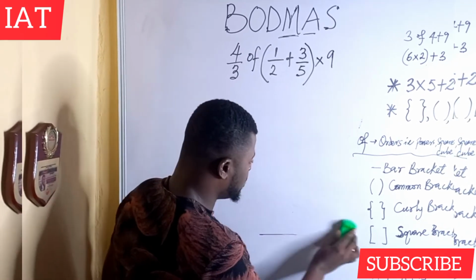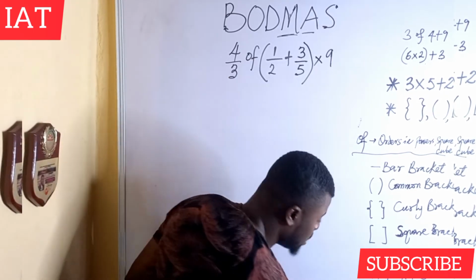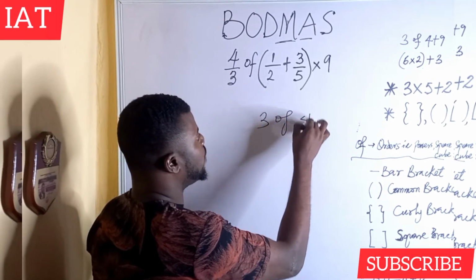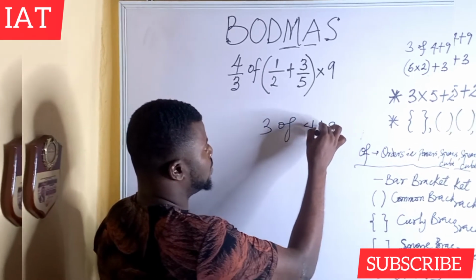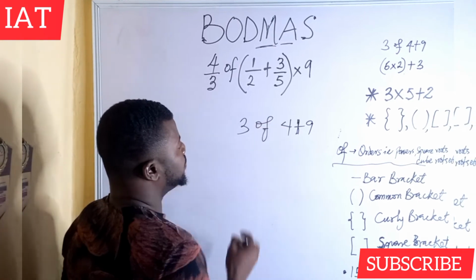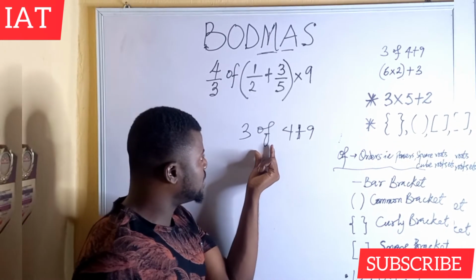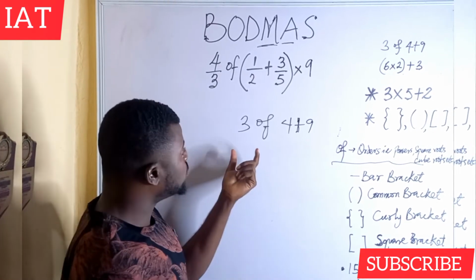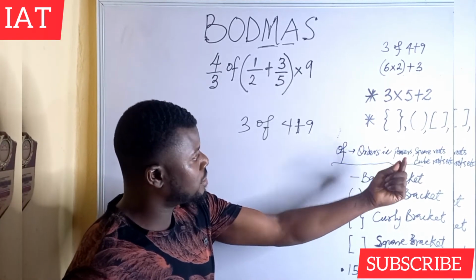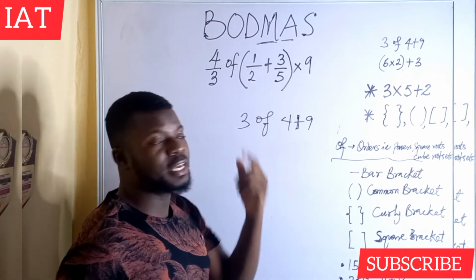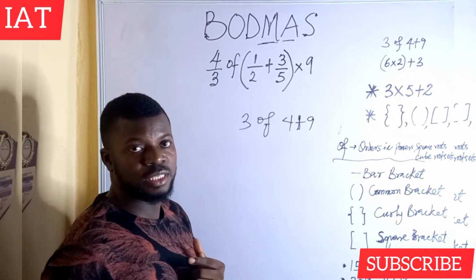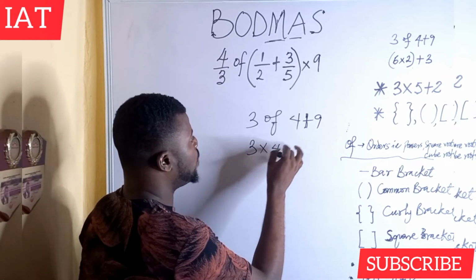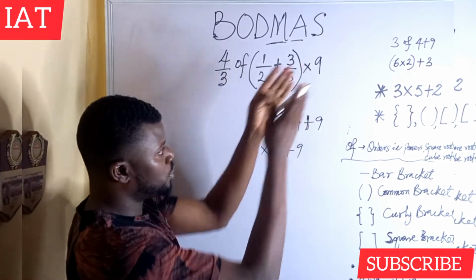I love starting with this basis also, because when we want to solve this, it becomes simpler. So, we're having 3 of 4 plus 9. I've told you earlier that this "of" represents multiplication. It also stands for when we have powers, square root, cube root, as the case may be. In this case, we can treat it as multiplication. That means we are apparently saying 3 multiplied by 4 plus 9, just like what we just solved.